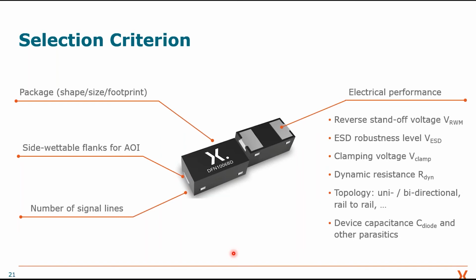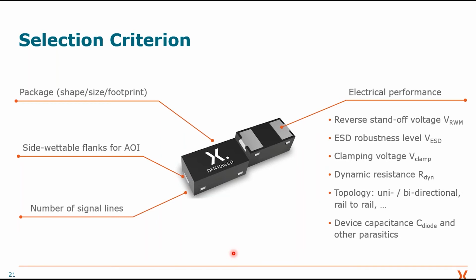First, I might ask myself, what PCB space do I have available, or what PCB space can I spend for my protection? This narrows the size and the footprint of the device. Then I can ask myself, do I want a leaded package, or is a leadless package also an option to have better RF behavior? If it comes to leadless packages, does my company have a quality policy for assembly? Do I need side vertical flanks for automated optical inspection?